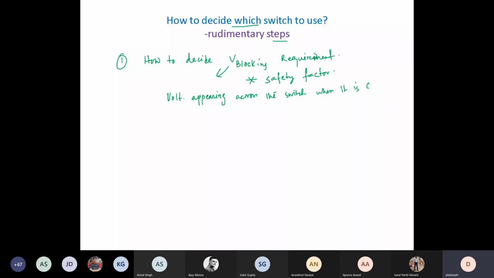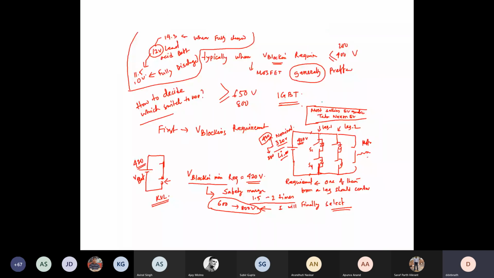Right. So an example we took, if you look at this particular circuit, when this switch was on, so it is short circuited. So then the entire DC bus voltage will appear across this switch which is turned off. So its voltage blocking requirement will be the maximum DC voltage that is appearing, right? So that is giving you the voltage blocking rating, and then we will be multiplying with 1.5 to 2, right? As per your design experience.